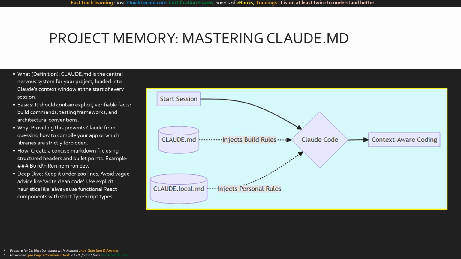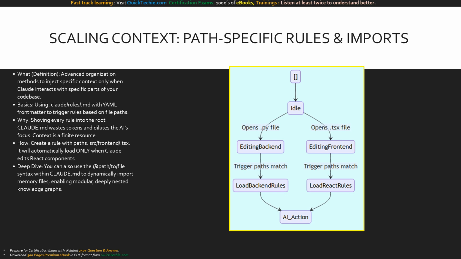Here we see the injection process at session start. When you start a session, Claude Code reaches out and pulls data from your shared claude.md file, injecting build rules. Simultaneously, it pulls from claude.local.md, injecting your personal rules. These combined streams equip Claude to deliver truly context-aware coding. As your project grows, your context will bloat.